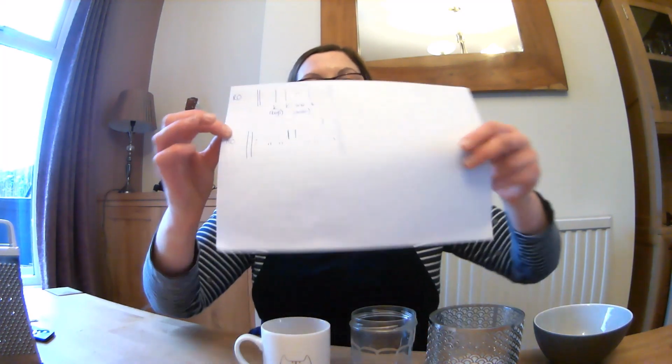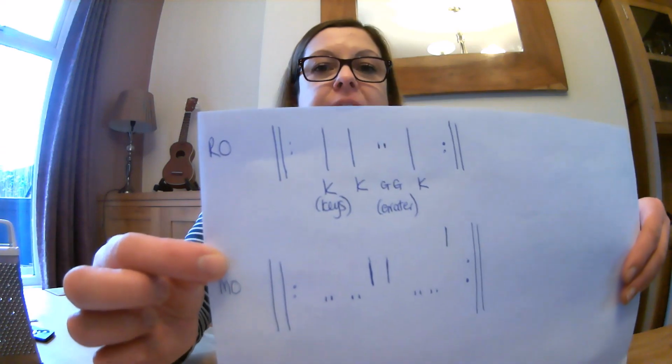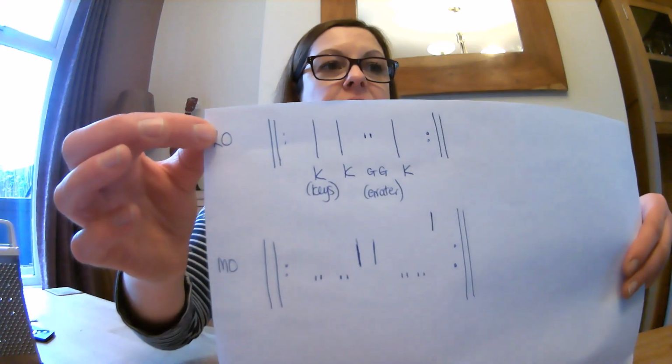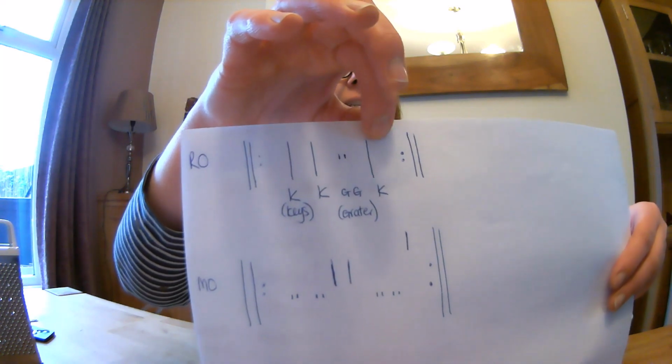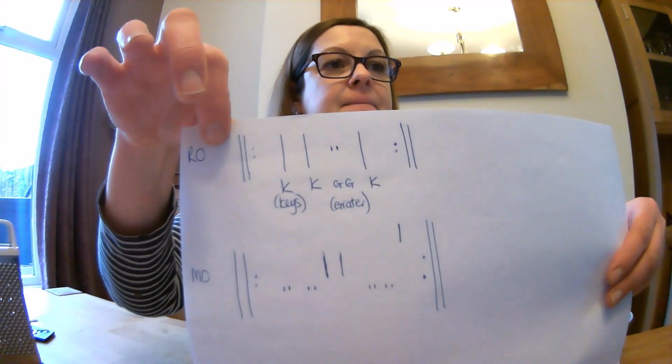Okay, so I've just put my two patterns into one score. Now a score is how you write your music down. It's just a way to remember what you've done. So it's very simple. Can you see? That's the rhythmic ostinato I did with my keys, keys, greater, greater, keys. And that's our repeat sign.